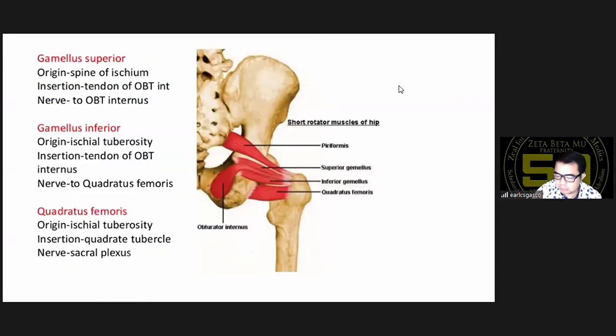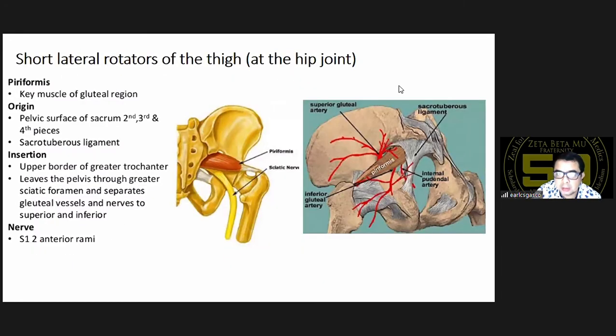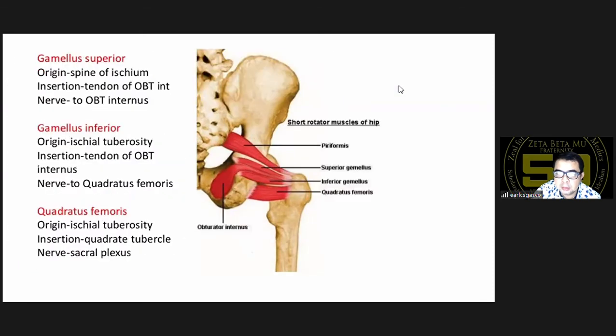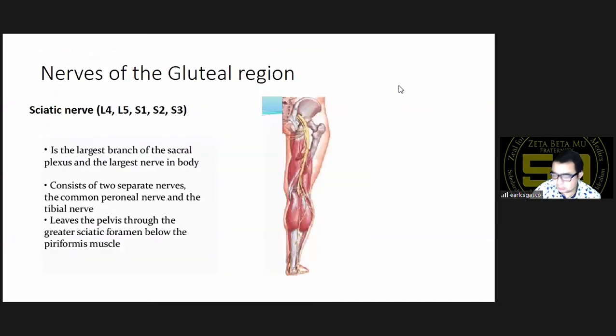Okay, so that wraps up our muscles of your gluteal region. The actions are fairly easy to remember, because the superficial muscles are lateral rotators of the thigh. Okay. So there. We go to the nerves naman. Okay. The nerves of the gluteal region.